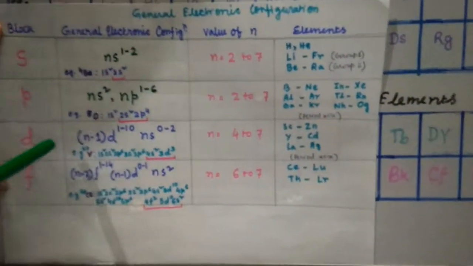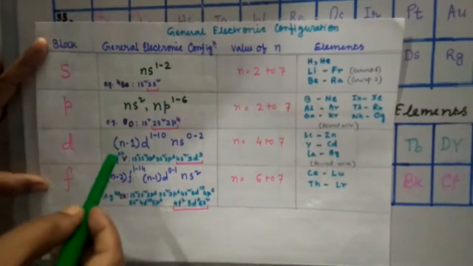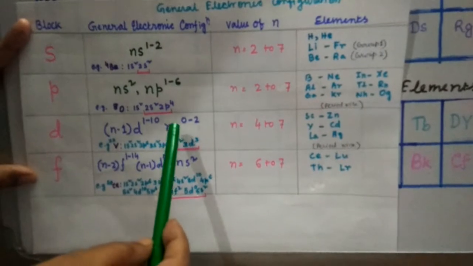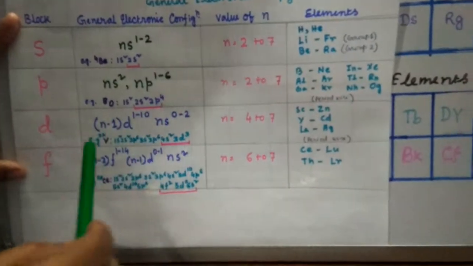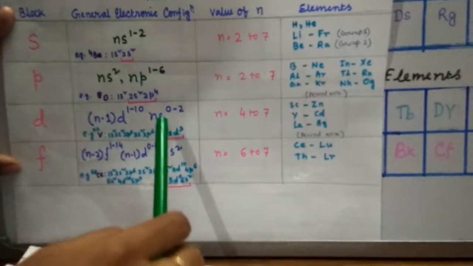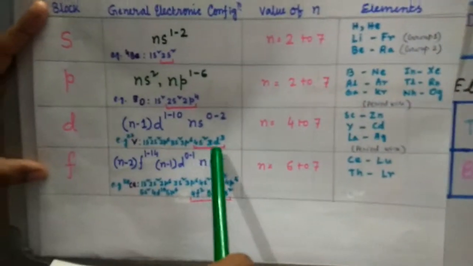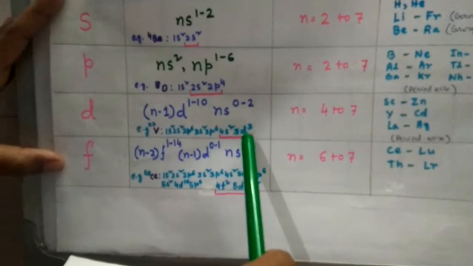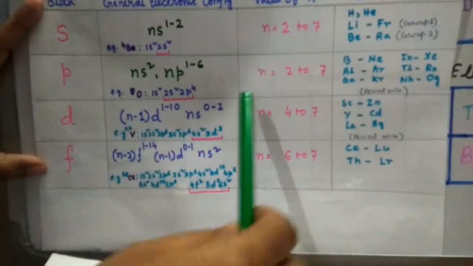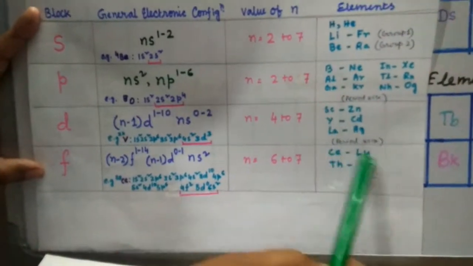And now coming to the d block elements, the general electronic configuration is (n minus 1)d1 to 10 and ns0 to 2. I have written the configuration for vanadium, 23, and you see here the valence shell electronic configuration is 4s2 and 3d3. So you can match it here, and n is equal to 4 to 7, and here are the elements.